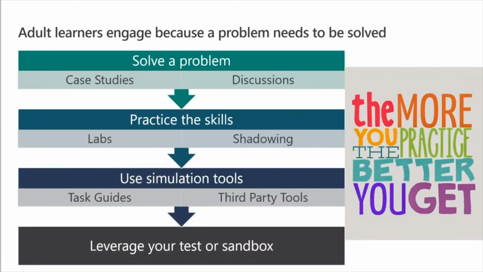Adult learners are often engaged in learning because a problem needs to be solved. Practicing skills in a controlled environment allows them to grow in new tasks that prepare them to act autonomously outside of the learning environment. The more an adult learner can practice new skills, competencies, or the application of knowledge, the more transformational the impact the learning intervention will have. Think about using simulation tools or leveraging your test or sandbox environment to help with solving a problem. Give them a way to practice those skills.